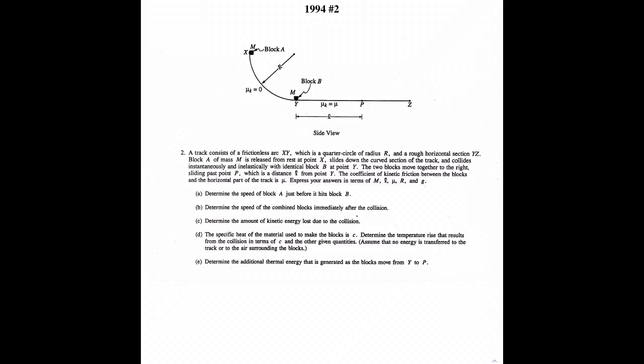Okay, here's a problem where we get to study an inelastic collision. In fact, this is a perfectly inelastic collision because the two blocks stick together. So let's take a look at what we've got.